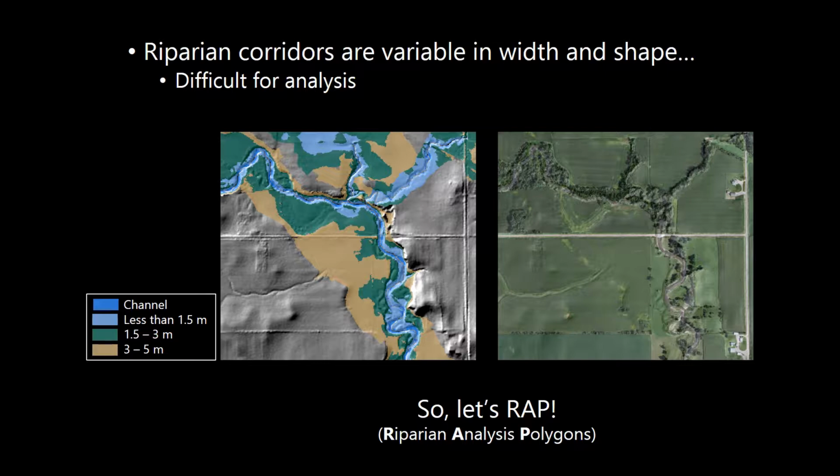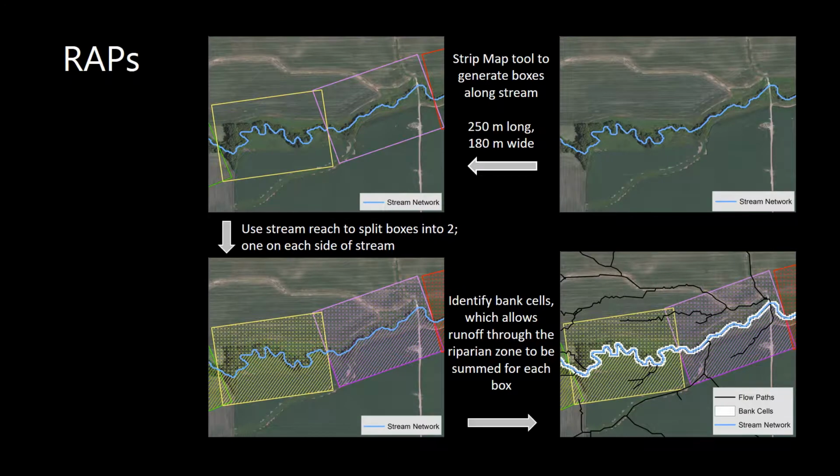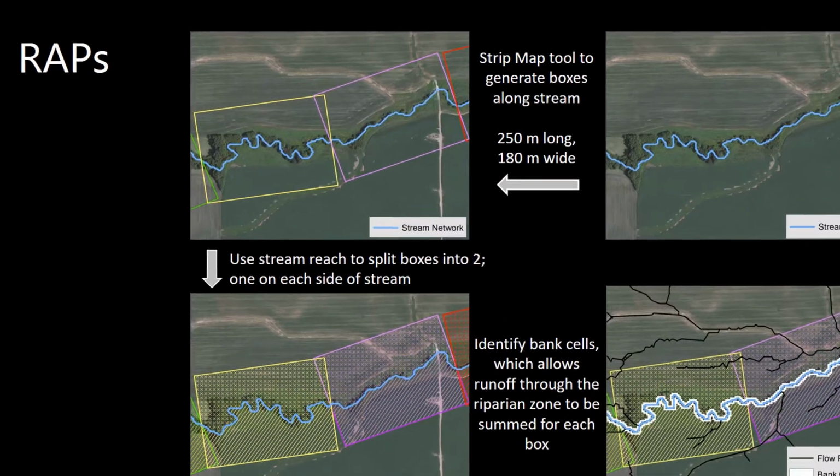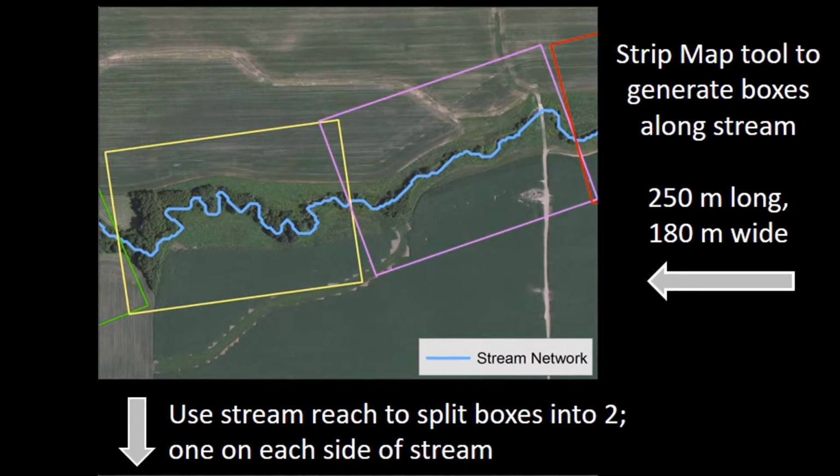So we make riparian analysis polygons. The Riparian Analysis Polygons are generated using the strip map tool in ArcGIS, and this is basically creating boxes along stream reach. The size that we use is 250 meters long and 180 meters wide. It's an arbitrary size, however, these are determined to be manageable areas as far as riparian management.